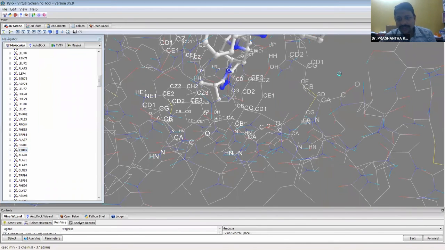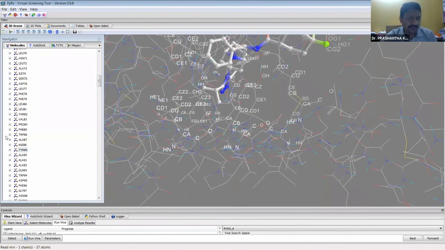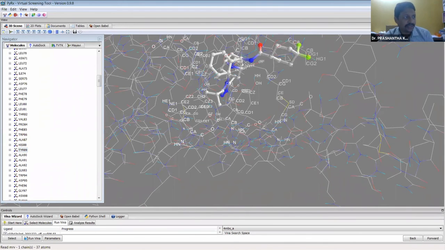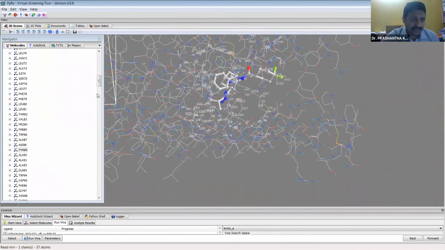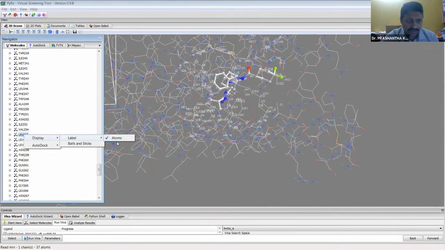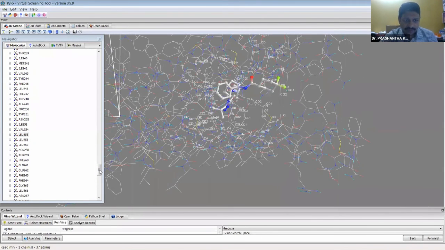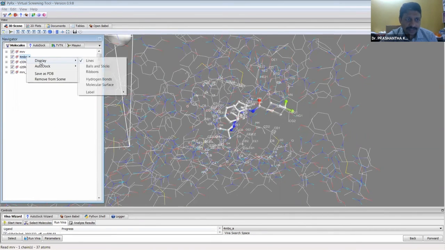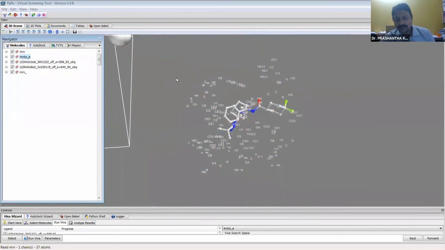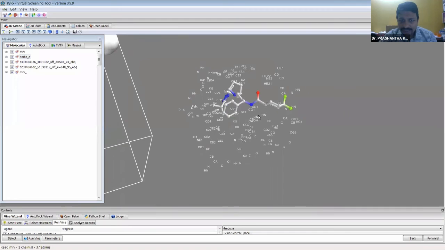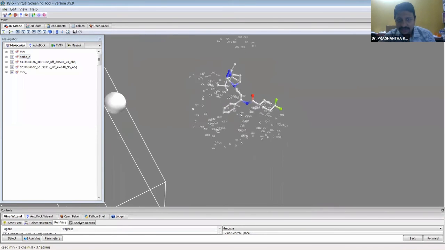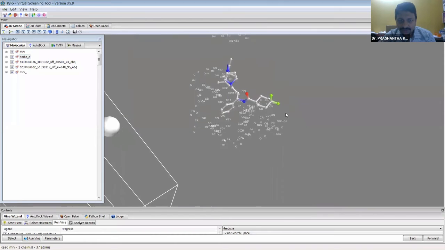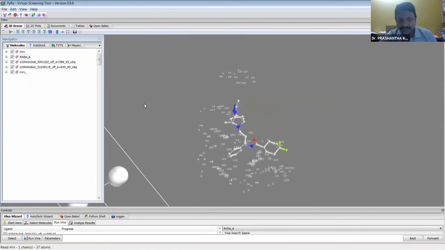Now we have selected the atoms of the amino acids. I think we have covered more or less all the residues. Leucine 255, yeah, it's done. Now this is the region. If you want, you can hide the line representation also. Now we will have only the amino acid labeling made. That means these are the residues, amino acids, where this Maraviroc is interacting with.